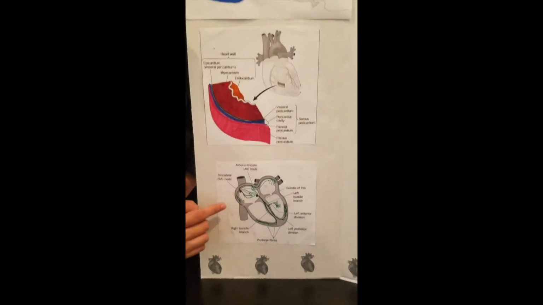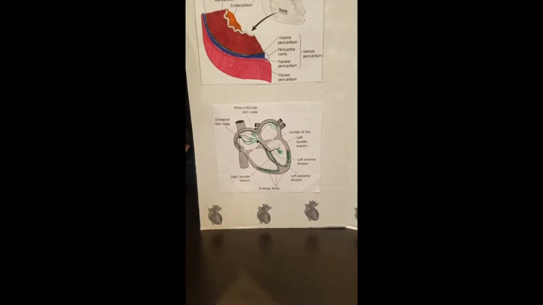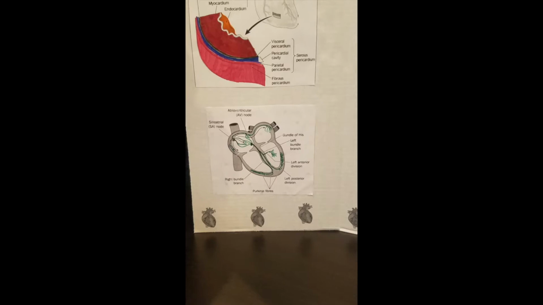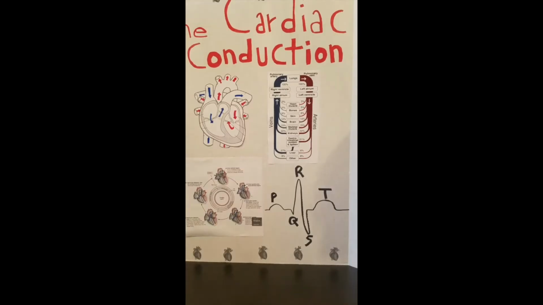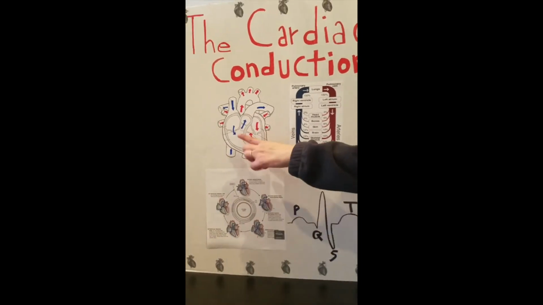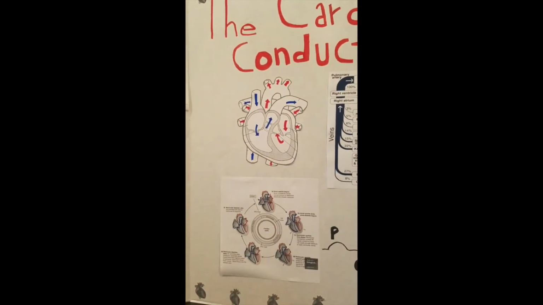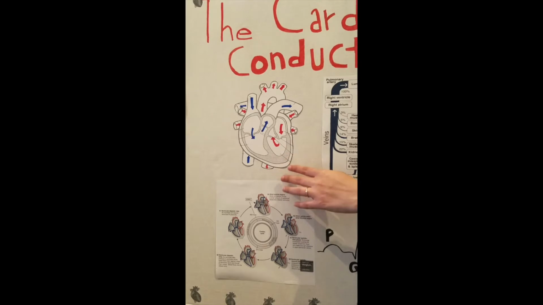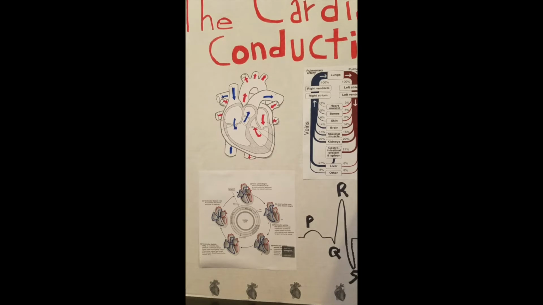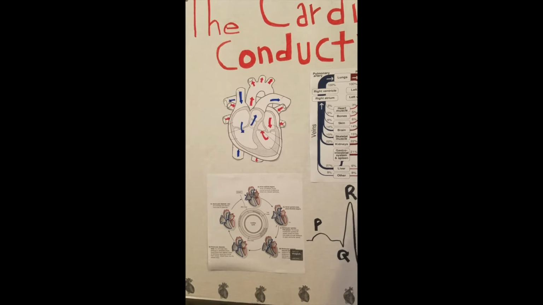We also have the SA node, the AV node, the right bundle branches, Purkinje fibers, left posterior division, left anterior division, and then the bundle of His. Lub-dub, S1 and S2. S1 is the closing of the tricuspid valve and the mitral valve. This starts the ventricular contraction right here when the AV valves close and the semilunar valves open. S2 begins at the ventricular filling when the semilunar valves close and the AV valves open.